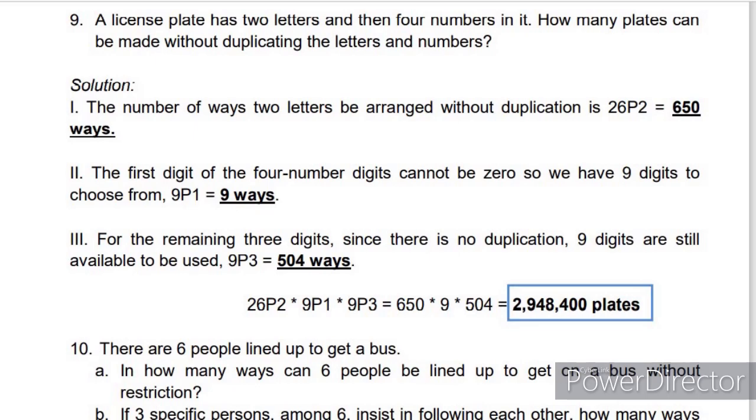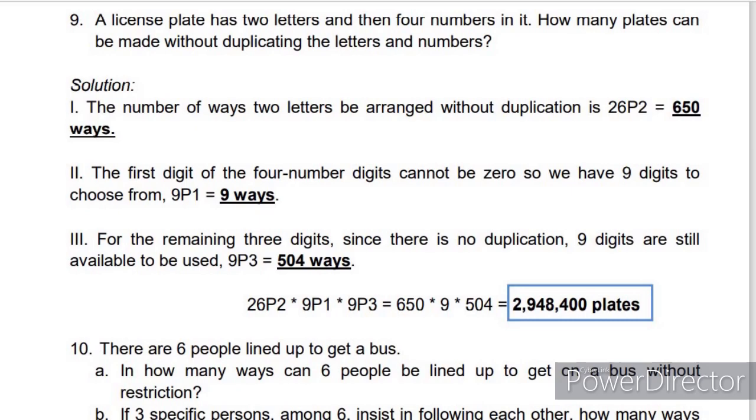Next, for the remaining 3 digits, since there is no duplication, 9 digits are still available to be used. So we will not duplicate. That's why 9 digits are still available. So for 9 permutation 3, because there is a total of 4 numbers. We got the first digit, now we will get the 3 remaining. So it is 9 permutation 3, no duplication, which is equal to 504 ways. So you will just use the formula for the permutation with no duplication.